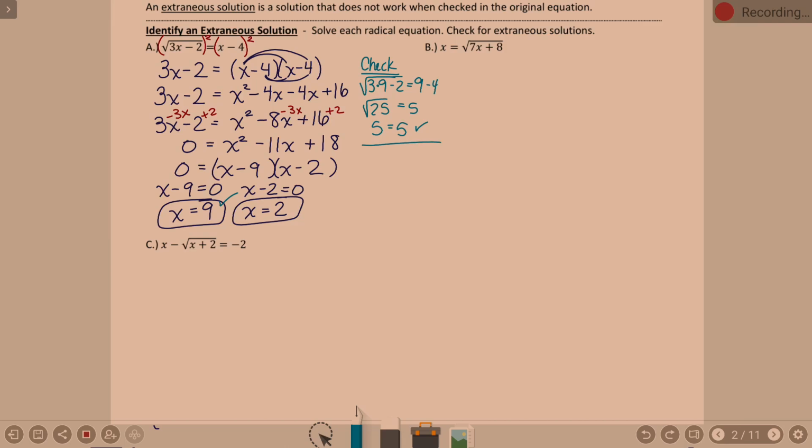Square root of 3, now I'm using 2, times 2 minus 2 equals 2 minus 4. Well, 3 times 2 is 6. 6 minus 2 is 4. Square root of 4 equal to negative 2.